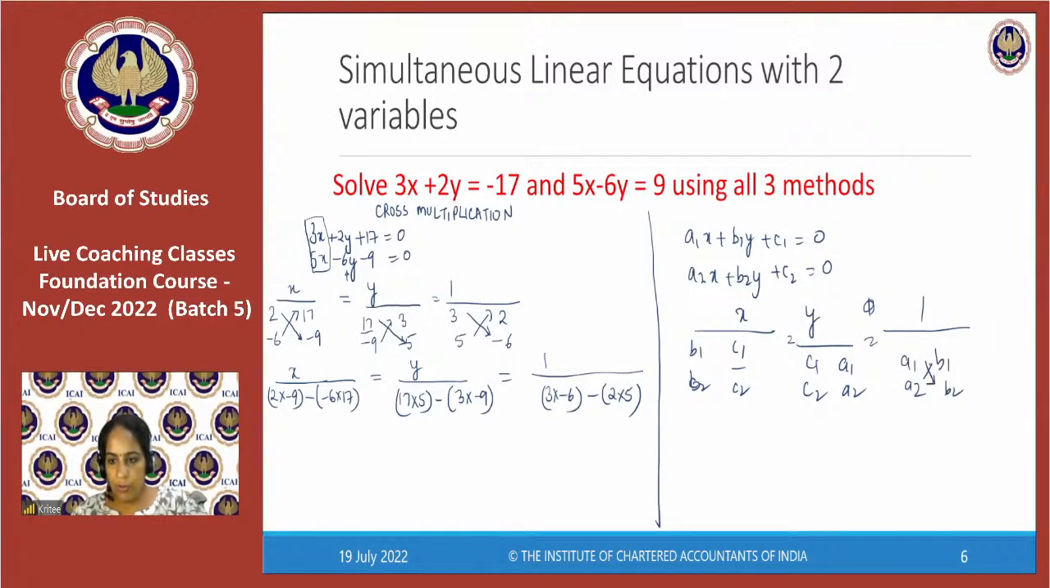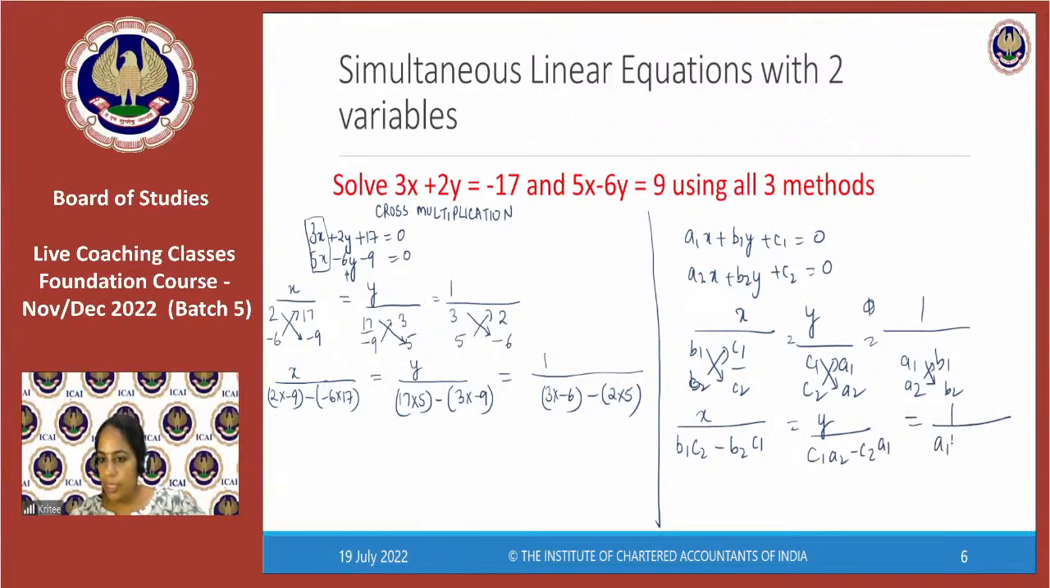And now cross multiply. It is always from top to bottom minus bottom to top. So it looks like this. x upon b1 c2 minus b2 c1. y upon c1 a2 minus c2 a1. 1 upon a1 b2 minus a2 b1.